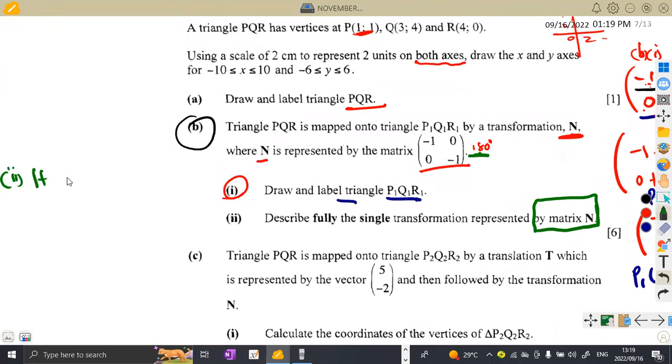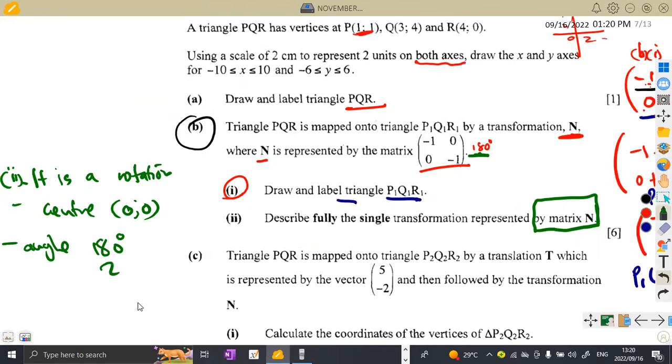Remember, I'll describe rotation. It is a rotation. All right, what is the center? We know that this matrix is used when the center is 0, 0. So center 0, 0. Then the angle of rotation, we already talked about it, angle 180 degrees, which is the angle of rotation. So 3 marks for describing that.